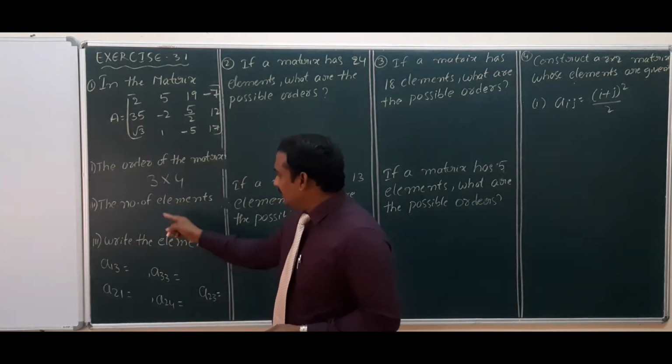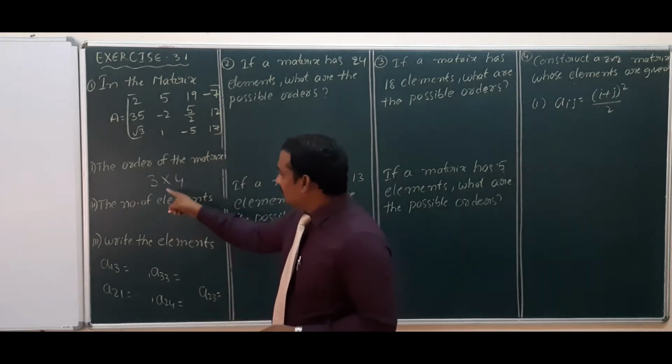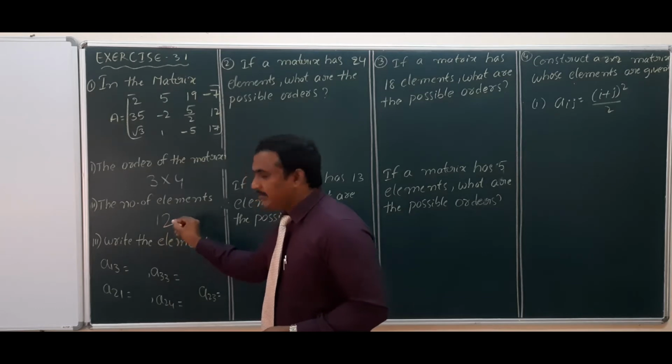Next question, the number of elements. In matrix A, how many elements are there? Total 3 rows, 4 columns. 3 times 4 is 12. 12 elements are there.